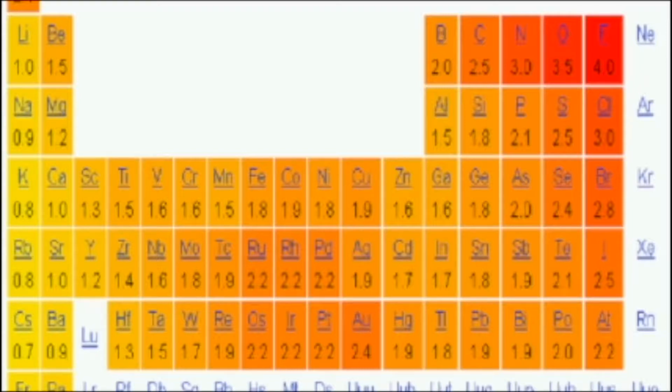As you can see in Pauling's chart, the highest values are located with nonmetals in groups 5A to 7A. Why do you think this is? I'll give you a few seconds to think about it.